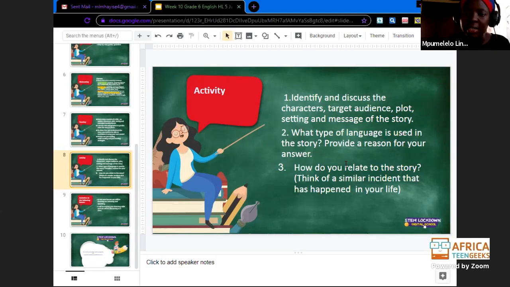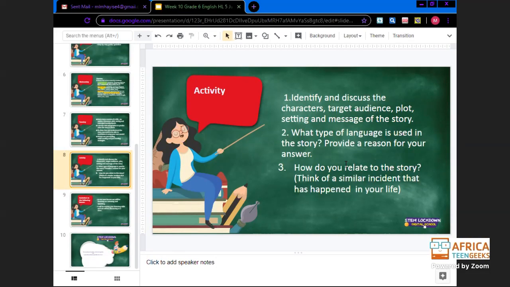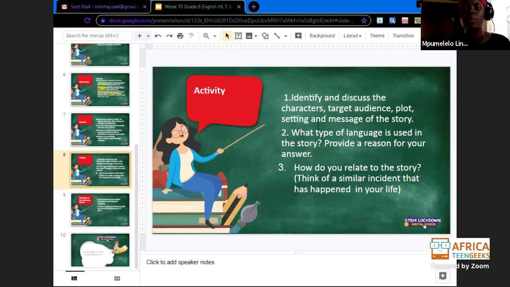Well done. So the setting of the story would be the school, because that's where the entire incident of the cheese touch happened. It happened at school, or you can say at the basketball court. And then for you, what do you think the message of the story is? For you personally, what did you learn from the story?